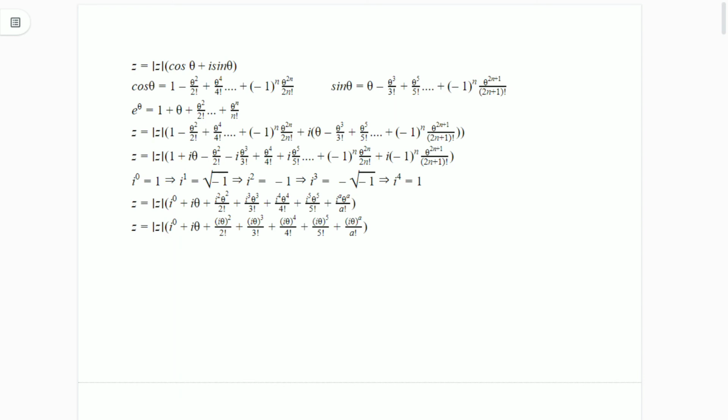Now it must look similar to the e to the theta expansion, except theta is replaced by i theta. With this being said, we can replace this whole expression to leave us with the magnitude of z times e to the i theta. This form is very nice and is known as Euler's form because of the e.